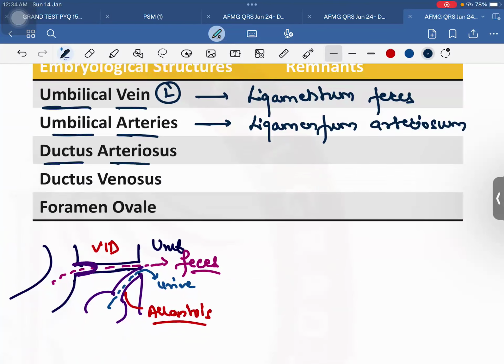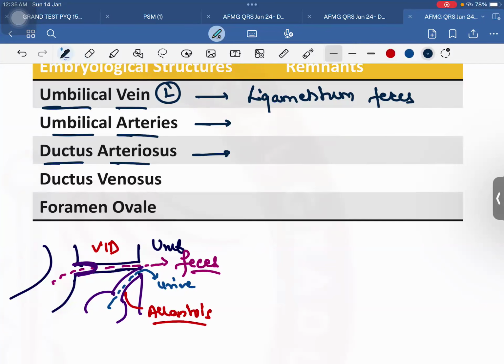Next is the ductus arteriosus. The ductus arteriosus is a connection between the pulmonary artery and the arch of the aorta. This ductus arteriosus undergoes obliteration after birth, and that leads to formation of the ligamentum arteriosum.